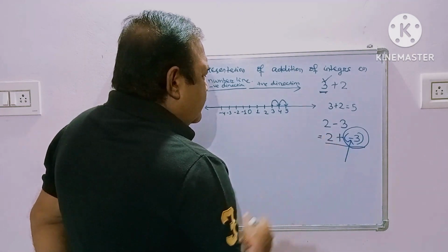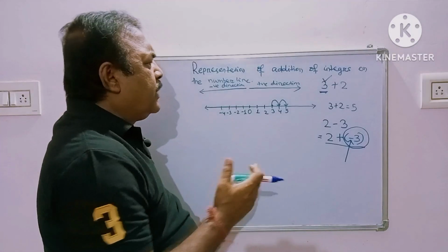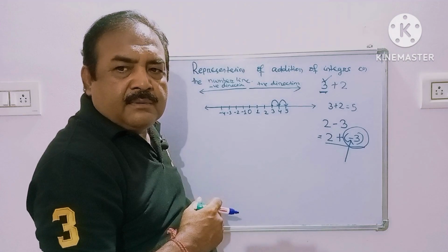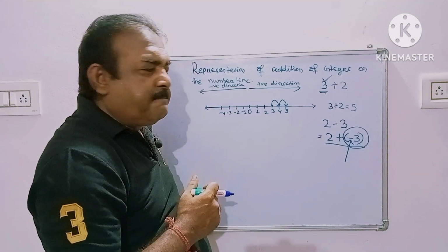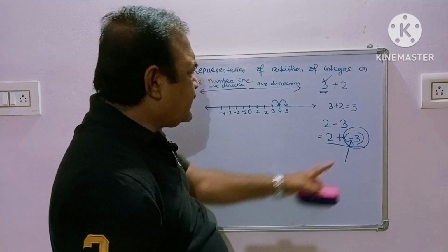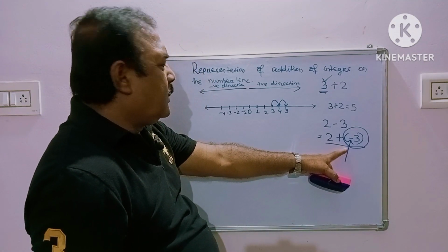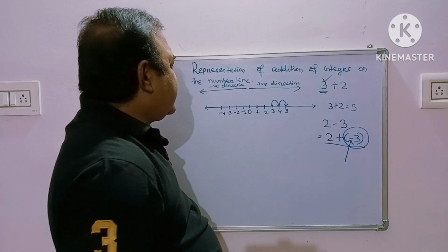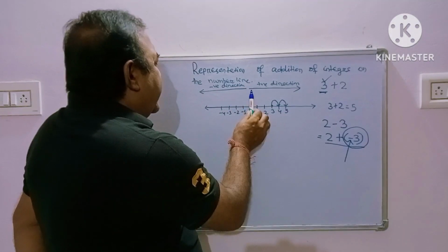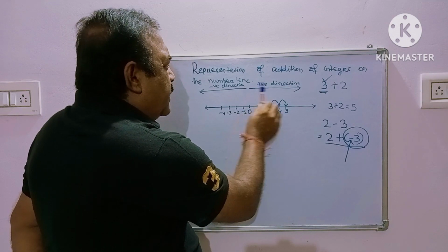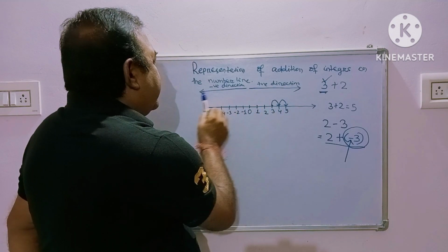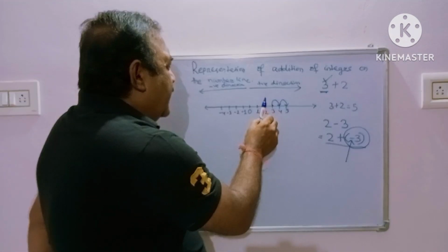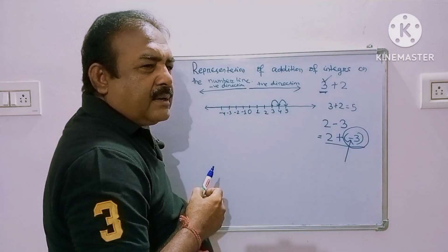These signs, minus 3, what does it mean? Because when we are counting, there are 3 objects, there are 5 objects, like this. But what is minus 3? So this sign indicates you have to move towards left. We have already discussed briefly: towards right is the positive direction, towards left is the negative direction.